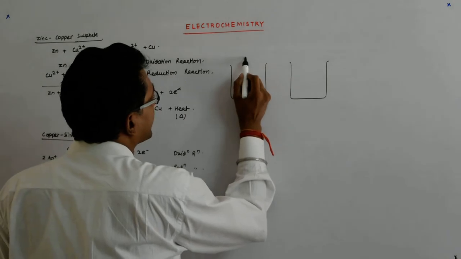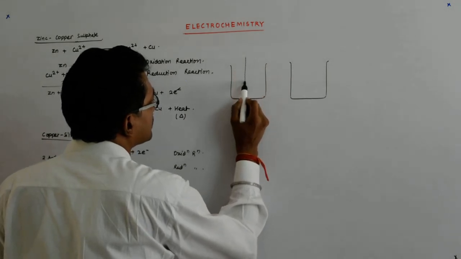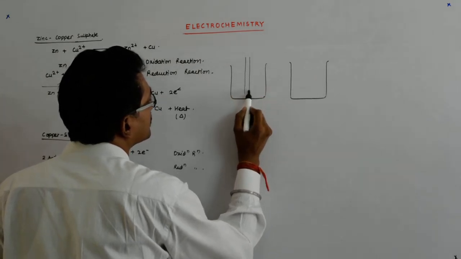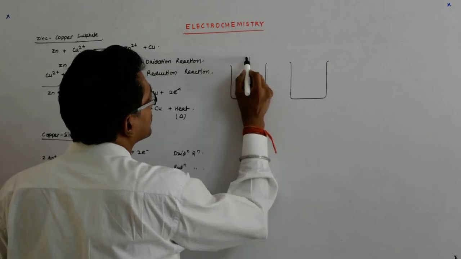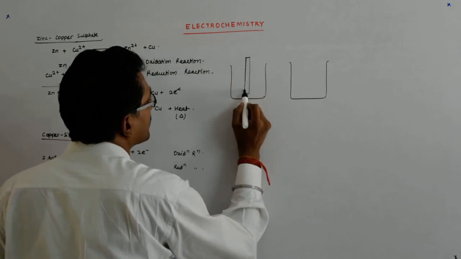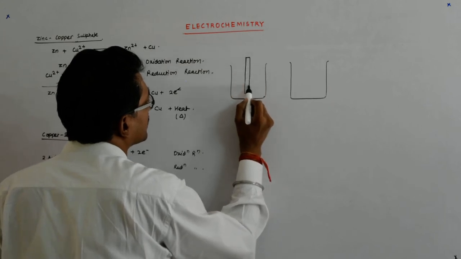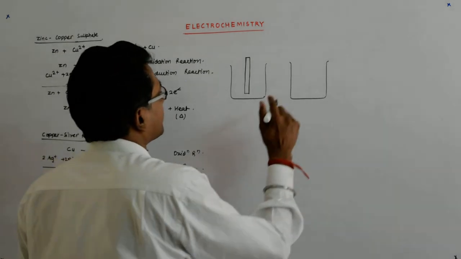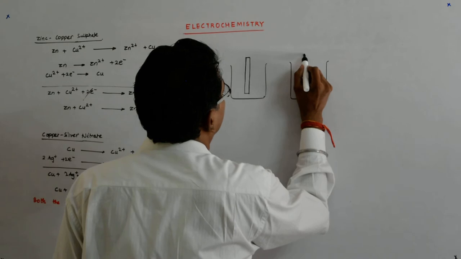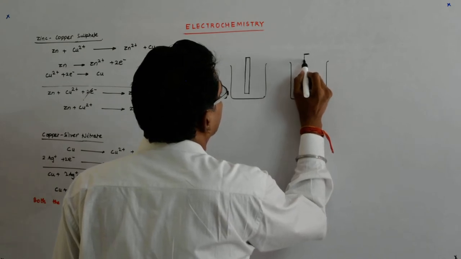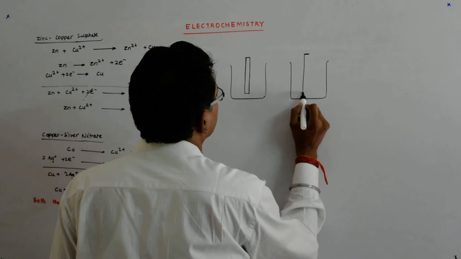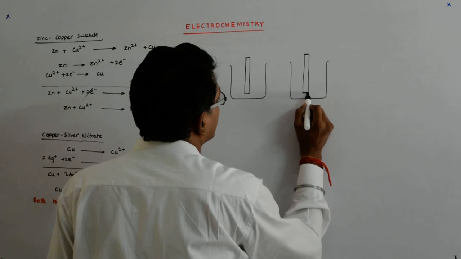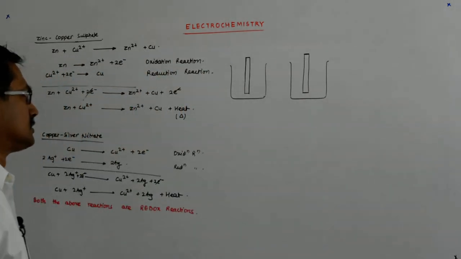And we put a zinc electrode here. By zinc electrode, I mean a zinc rod or a zinc strip. Preferably zinc rod. Why not strip? Strip will immediately melt. Strip means can. So this is zinc.